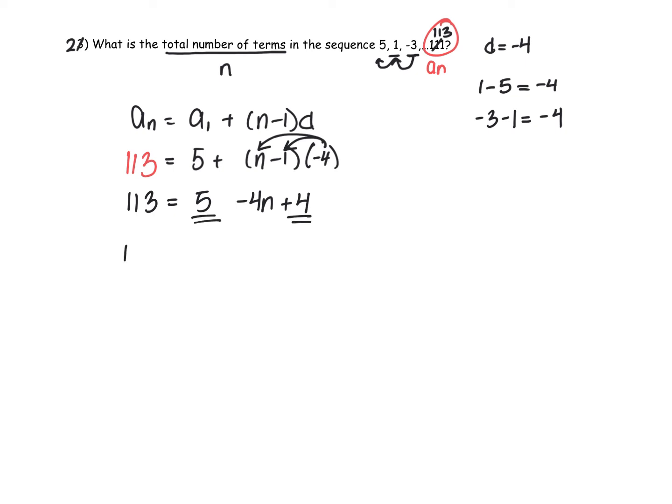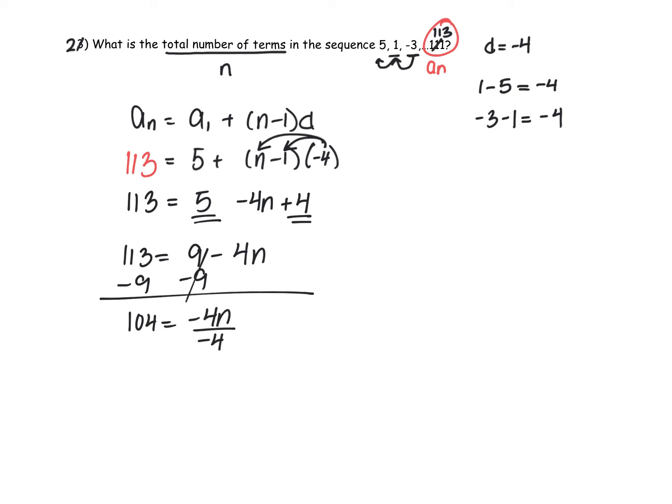We can combine like terms. 5 plus 4 is 9. 9 minus 4n. We can subtract 9 on both sides. We get 104 equals negative 4n. And divide both sides by negative 4. And that will give me 26. So the total number of terms that would take me to get to 113 would be 26.